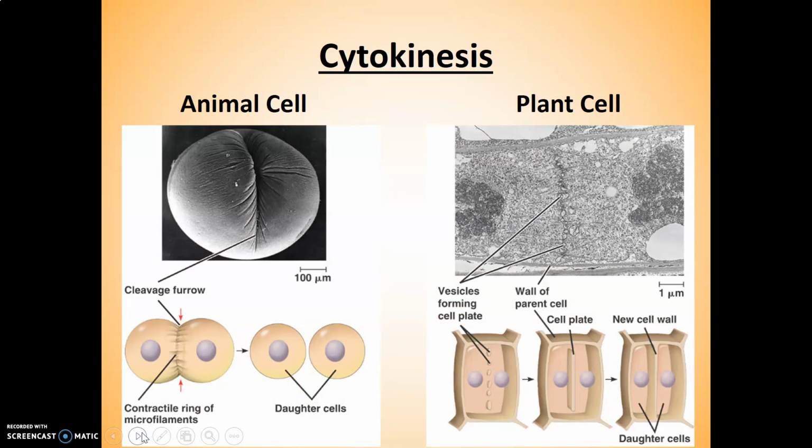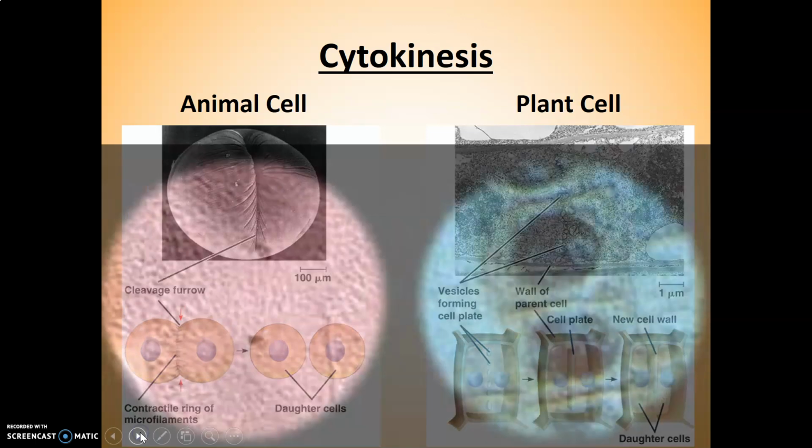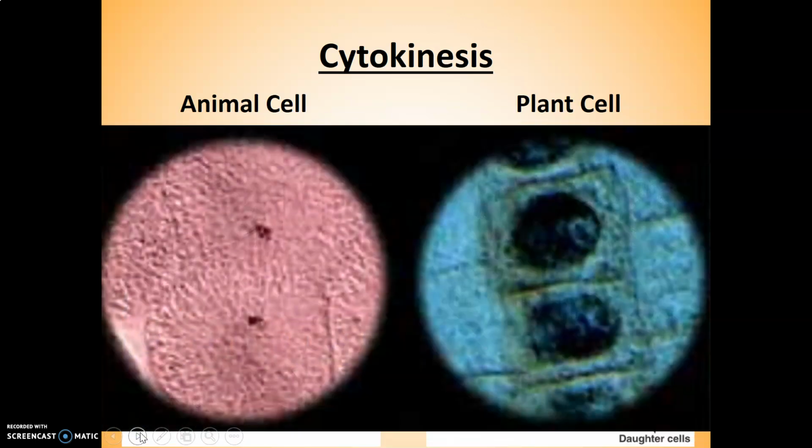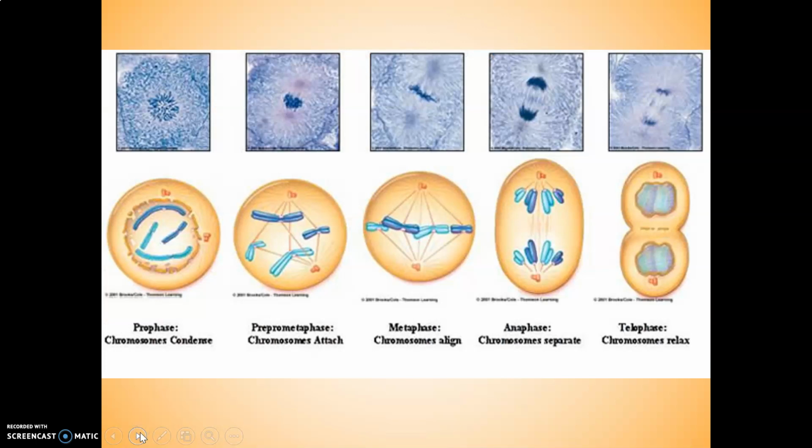So this is showing you the differences between animal and plant. Here is different in that you have vesicles forming a cell plate wall. Okay, and that starts from the center and moves out, and then you get two new daughter cells within. And this is what it would look like under a microscope. And just a side-by-side comparison of a diagram versus what it looks like underneath a microscope.